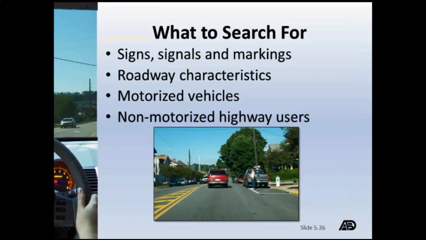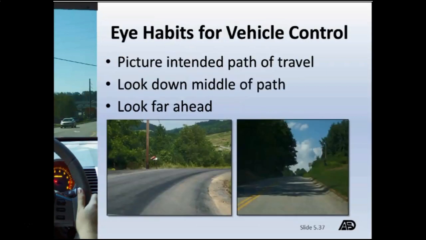What to search for: you're looking for signs, signals, and markings, roadway characteristics, motorized vehicles, non-motorized highway users. IHAB is for vehicle control. Picture intended path of travel. Look down the middle of the path. Look far ahead.